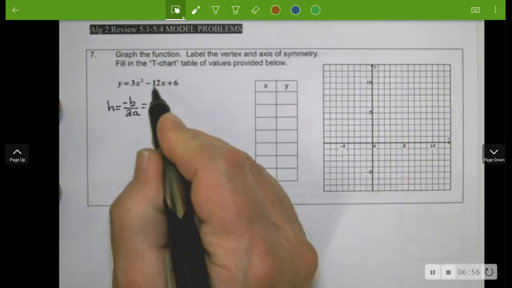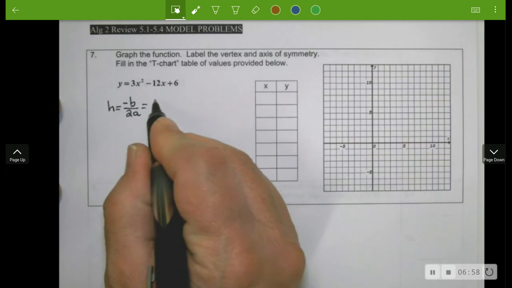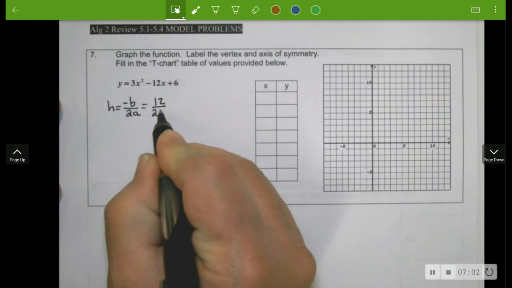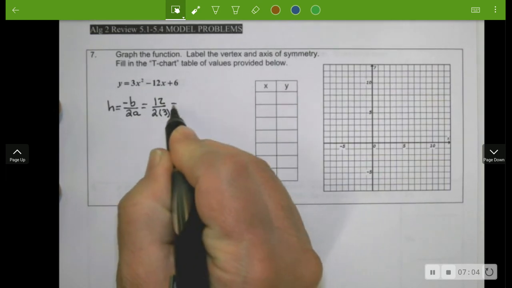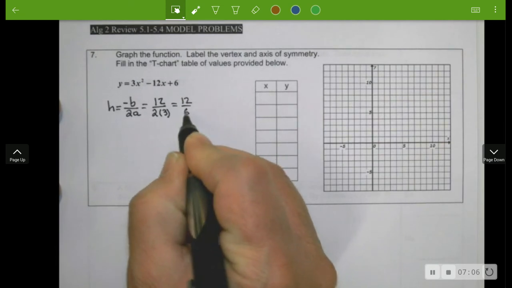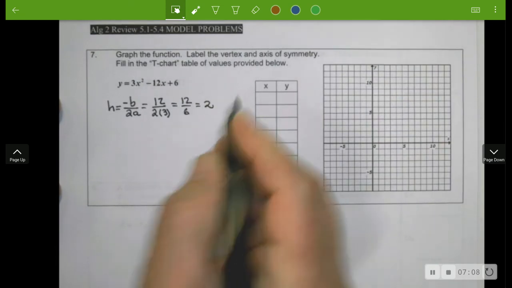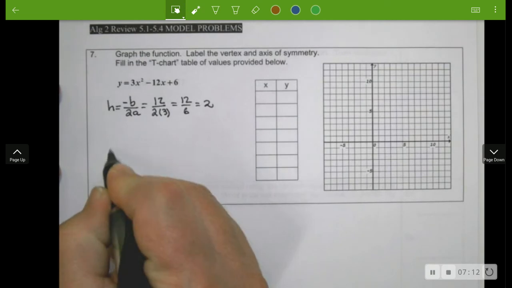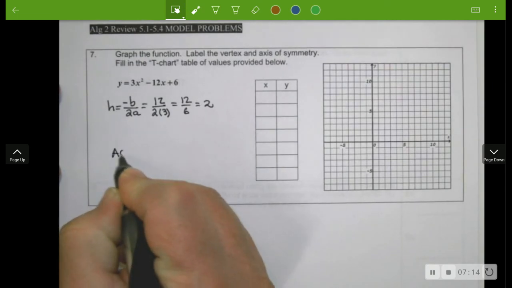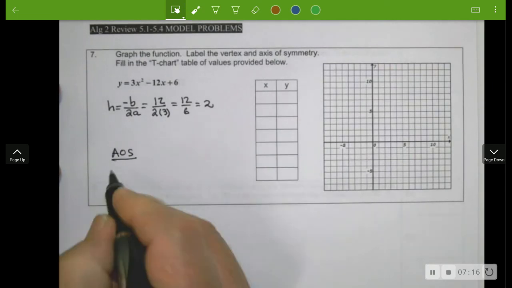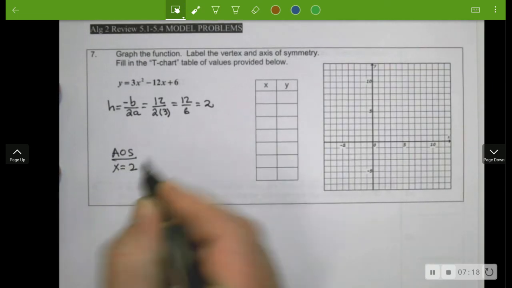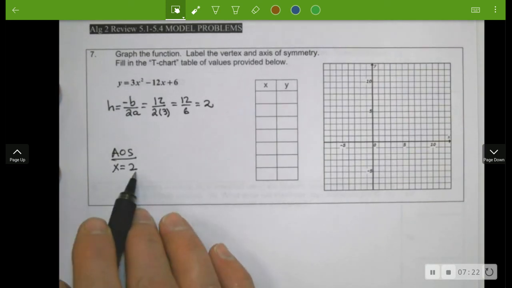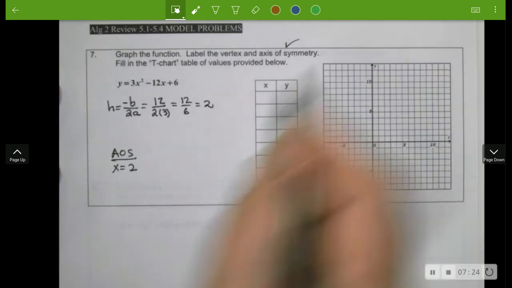Here's your b value. The opposite of b would be positive 12 instead of -12, and then 2 times the value of a. So we have 12 over 6, which is 2. Now I'll take that value and right away find the axis of symmetry here. X equals 2. You use this h value on the other side, and we have a vertical line that goes through there. So we've actually done that part of the directions.